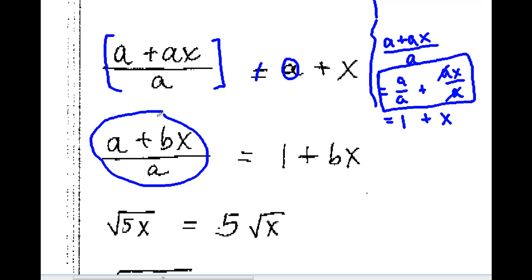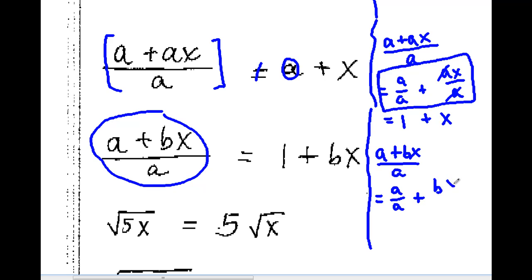Let's try the same trick that we did before. Okay, so what we're going to do is split this one up. We have a plus bx over a. Next step is I'm going to split it up before I simplify. This one becomes 1, and then you can see here there's nothing we can do. We're going to have to leave it alone.